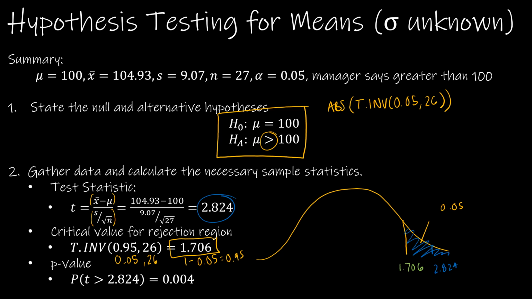In addition, we can find our p-value. Again, our p-value going to the right, we're going to use t-dist as we did before, but t-dist actually has a right function. So I can use t-dist right of my t-score, comma, my degrees of freedom. And you should end up with 0.004. And again, 0.004 is less than 0.05. So again, that tells us that we should be rejecting.